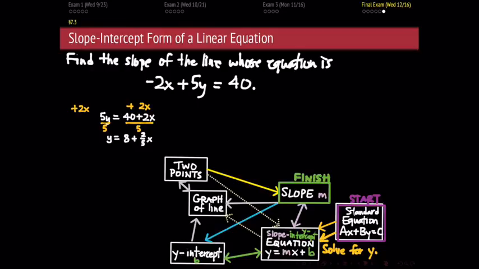What is the slope of the equation of the line that has the equation y equals 8 plus 2/5 x? Brittany says it's 2/5. Do we have any agreement or disagreement out there?